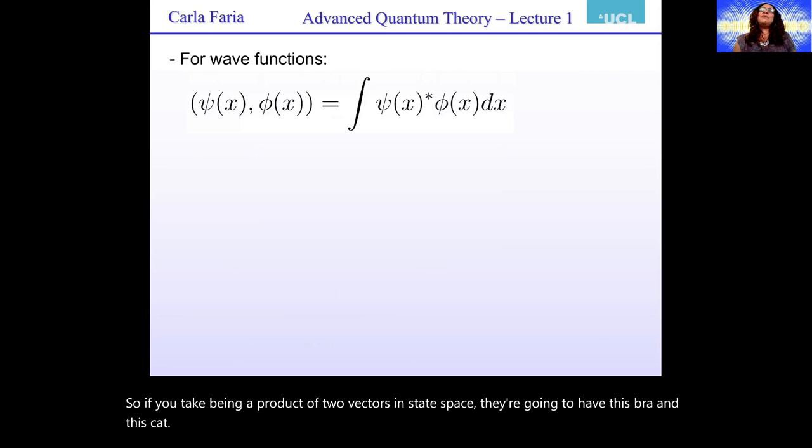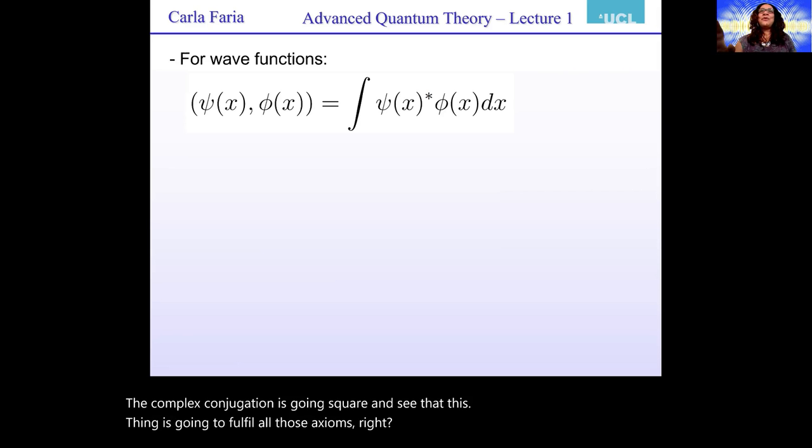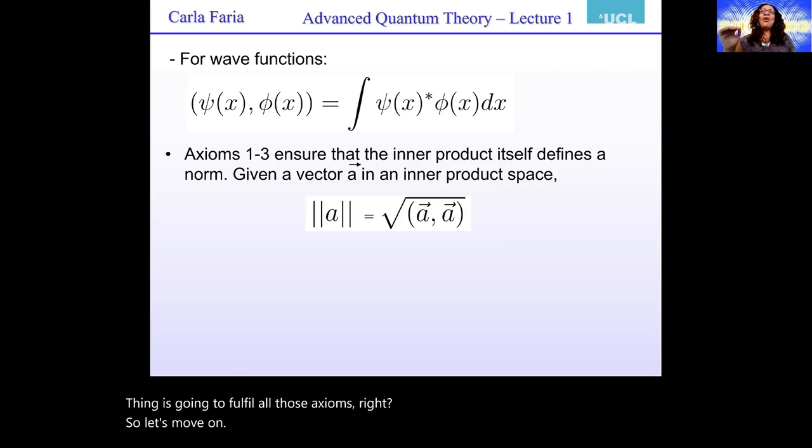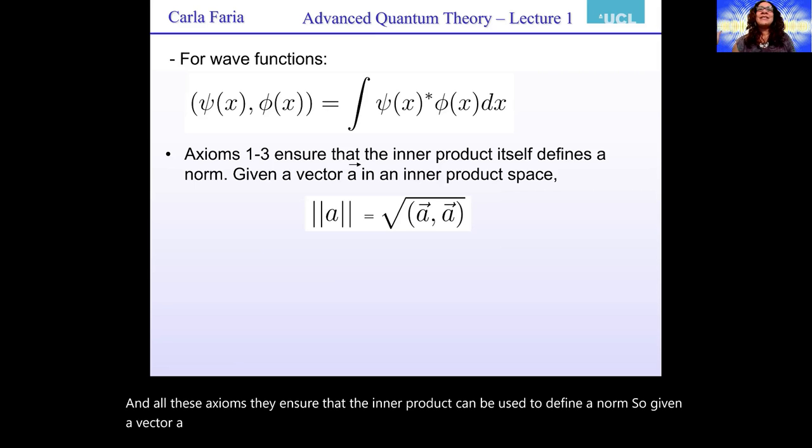And for wave functions, this we also know. And you can see the complex conjugation is going to guarantee that this thing is going to fulfill all those axioms, right? So let's move on. All these axioms ensure that the inner product can be used to define a norm. So given a vector A in any inner product space, the norm of A is going to be the square root of the inner product of A with itself.